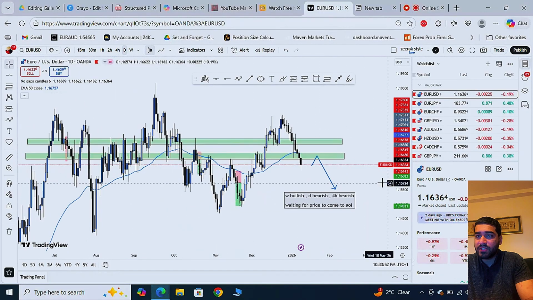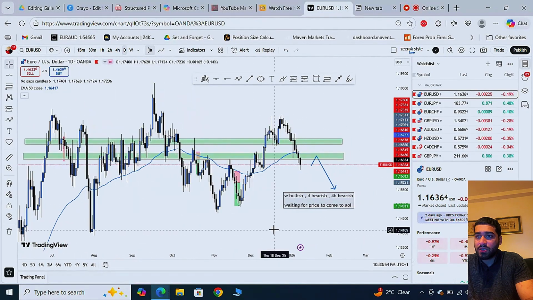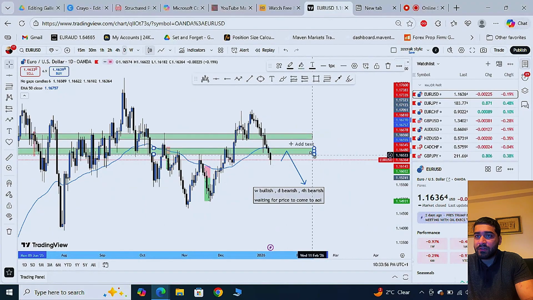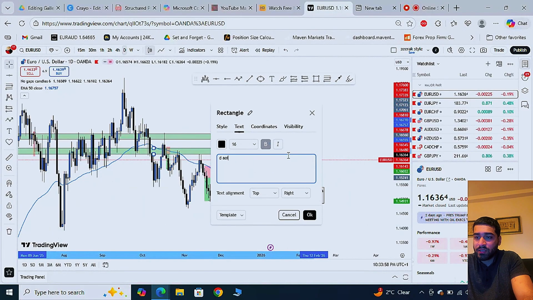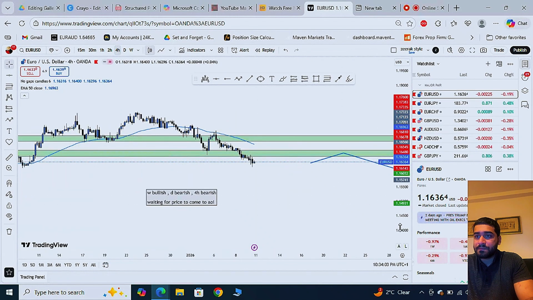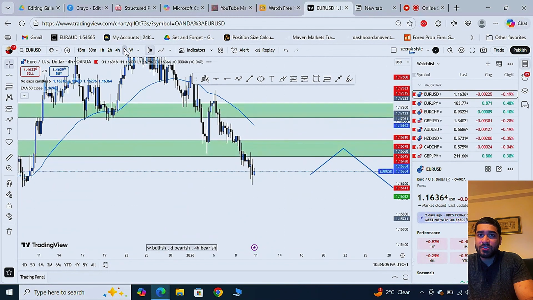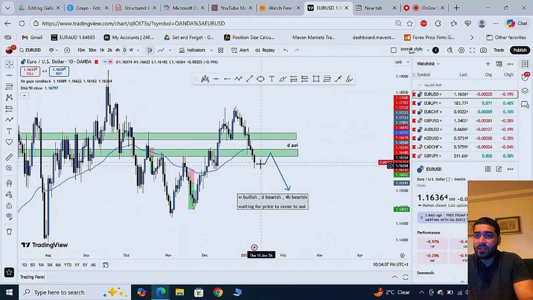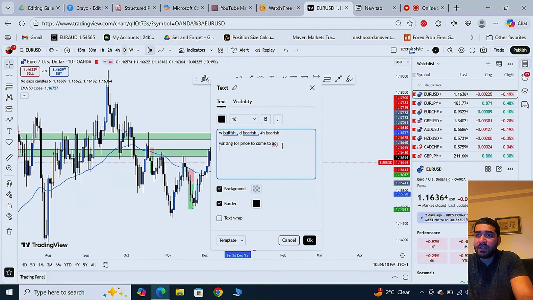The daily is bearish, and we have the strong daily area of interest. I will put it here, daily AOI. And the 4-hour, it's bearish, so I will look just for the daily to come here, give me the daily rejection candlestick, and reject from this daily EMA, and after that I will look for the sell. So here I will put waiting for the daily rejection candle.